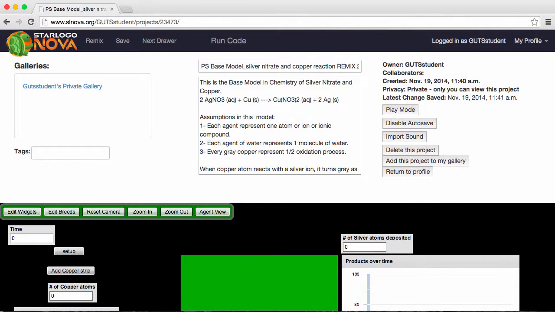Welcome back to Project Guts on chemical reactions. Now we are ready to run some experiments. In other words, we're ready to run some simulations. One thing we can change is the mixing of the reactants.